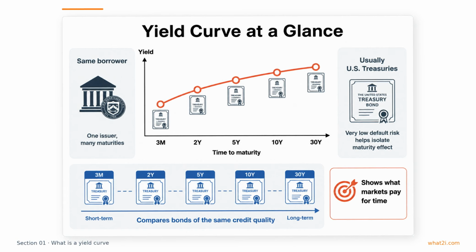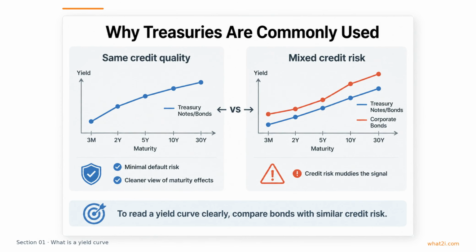If the yield at 3 months differs from the yield at 10 or 30 years, the curve captures that difference in one picture. So at a glance, the yield curve is the market's price of time. Treasuries are commonly used because they help isolate maturity effects from credit effects. If you compare bonds from very different borrowers, part of the yield difference may come from default risk rather than from time to maturity. With treasuries, that credit risk problem is much smaller, so the curve is easier to interpret.